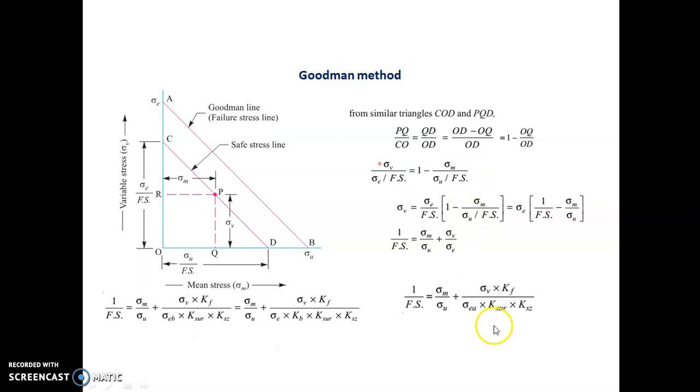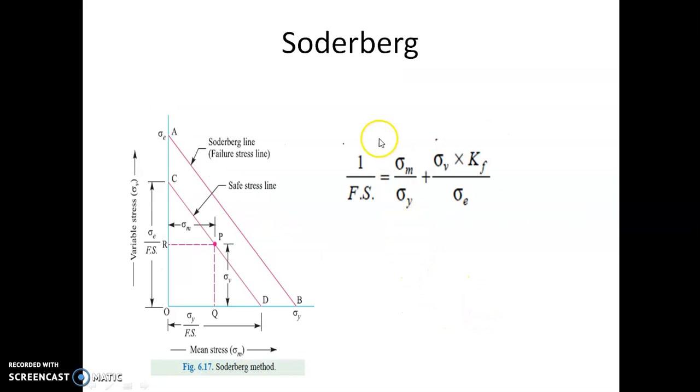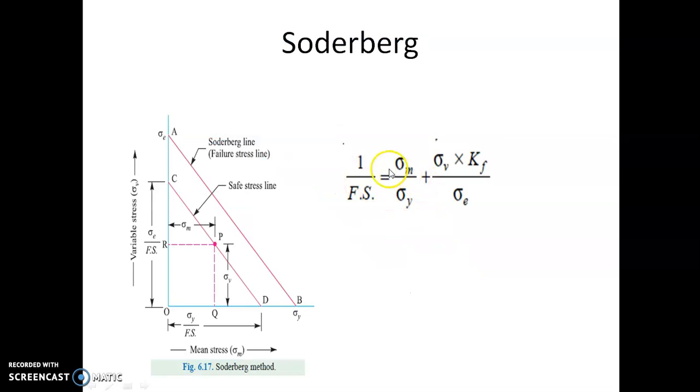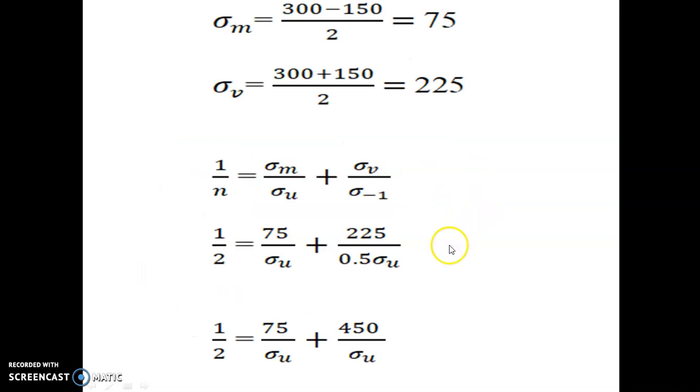And in the Goodman equation, 1 by factor of safety equals sigma m by sigma u plus sigma v by sigma e. Okay, in the Soderberg formula we substitute sigma y. The only difference in the Goodman equation is that instead of sigma y, it is sigma u, because it is connected to sigma u. So 1 by factor of safety equals sigma m by sigma u plus sigma v by sigma minus 1.